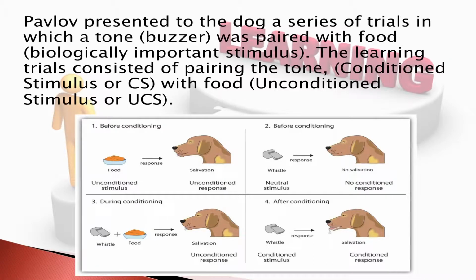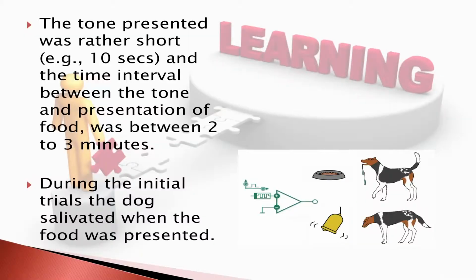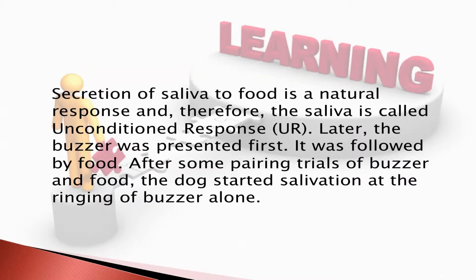Pavlov presented the dog a series of trials in which a tone, a buzzer, was paired with food, a biologically important stimulus. The learning trials consisted of pairing the tone, the conditioned stimulus or CS, with food, the unconditioned stimulus or UCS. The tone presented was rather short, 10 seconds, and the time interval between the tone and the presentation of food was between 2 to 3 minutes. During the initial trials, the dog salivated when the food was presented. Secretion of saliva to food is a natural response, and therefore the saliva is called the unconditioned response, UR.